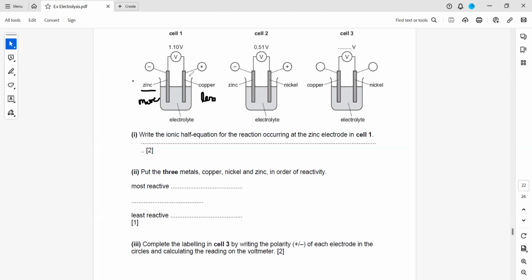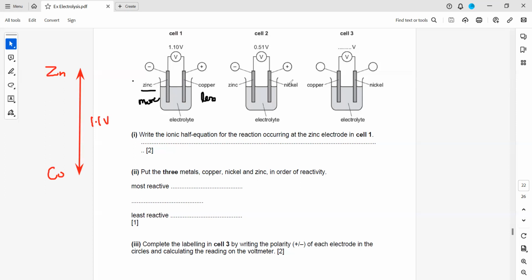And how much is the difference in the reactivity? We identify that from the voltage. If it produces a high voltage, it means they have a greater difference in the reactivity. If it produces a low voltage, it means they have a small difference in the reactivity. So zinc and copper, which is more reactive? Zinc is more reactive and copper is less reactive. And the difference in the reactivity is 1.1.